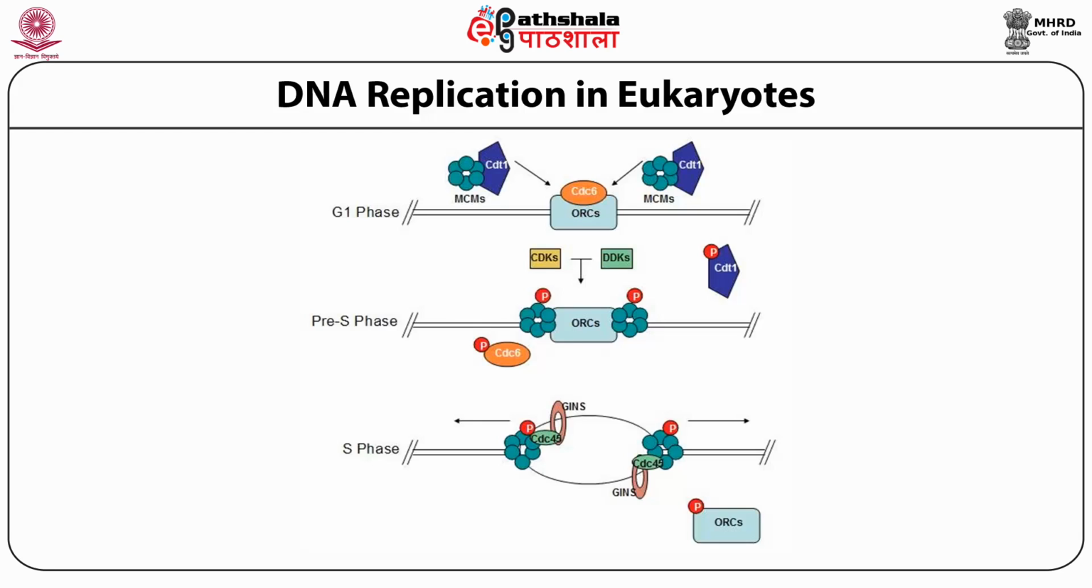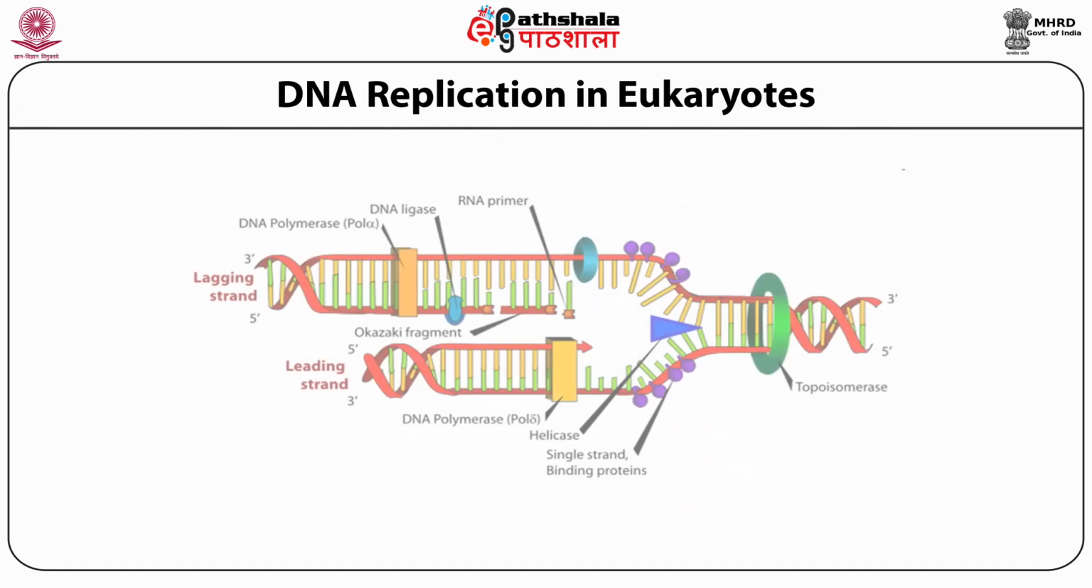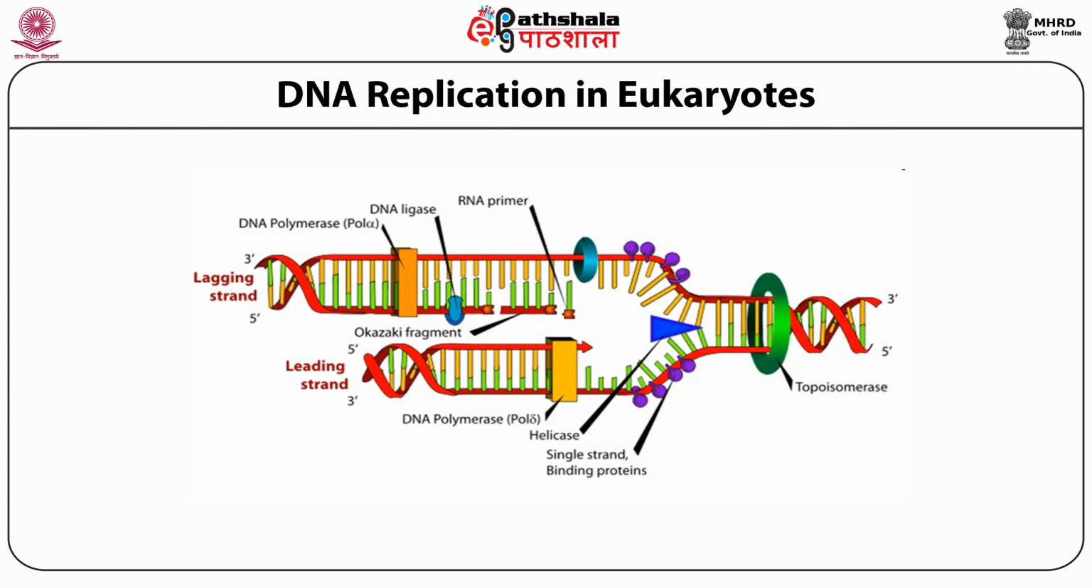MCM stands for mini chromosome maintenance. Phosphorylated MCMs usually bind to the origin recognition complex proteins and then unwind the DNA, paving the way for DNA replication. You can see that all of this is facilitated by the cyclin dependent kinases, thereby synchronizing it with the cell cycle very nicely.